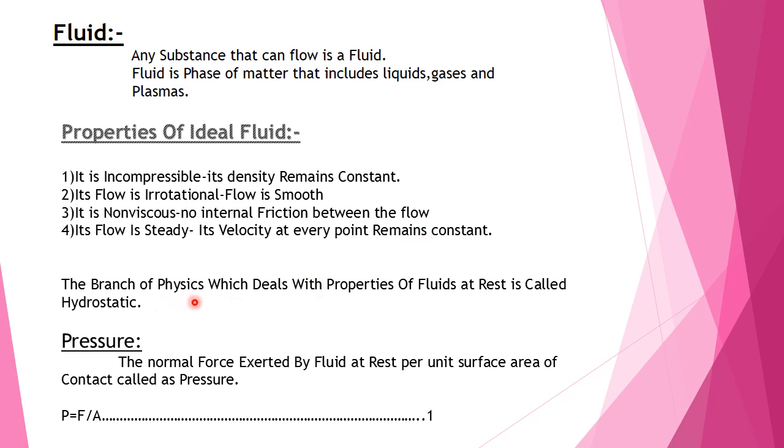Next, the branch of physics which deals with the properties of fluids at rest is called hydrostatics. Next, the pressure. The normal force exerted by the fluid at rest per unit surface area of contact is called pressure. Therefore, the formula for the pressure is P is equal to F upon A, equation number one. Next slide.